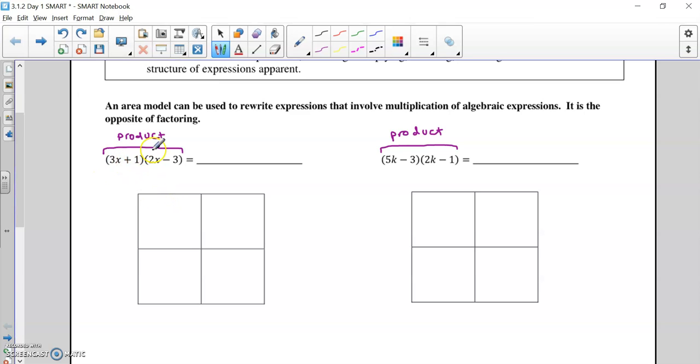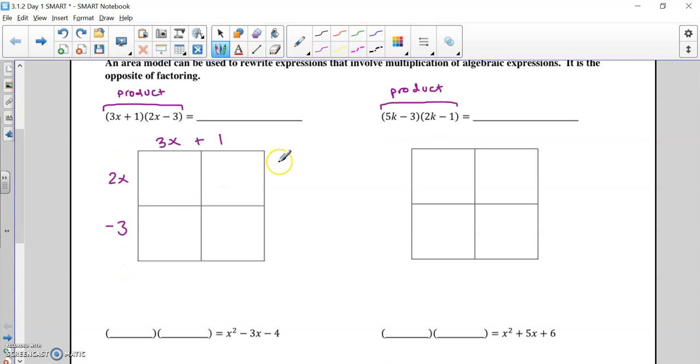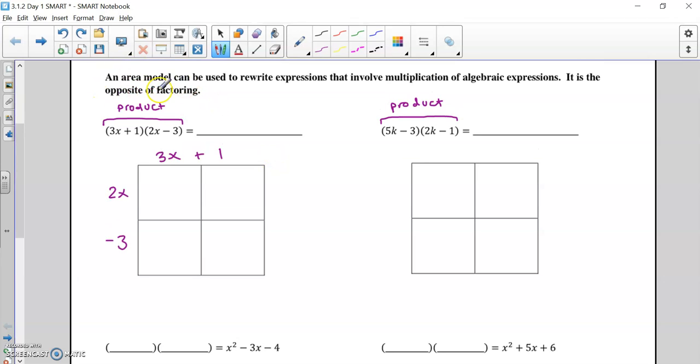When we're dealing with multiple expressions here, we can put one of them on the top. It doesn't matter which one you put on the top versus putting the other one on the side. If I switched these up, it would have been okay. And then I'm just going to multiply. Remember, these are area models, right? So really what we're doing is we're multiplying the base times the height, and whatever we get inside is essentially the area of that box.